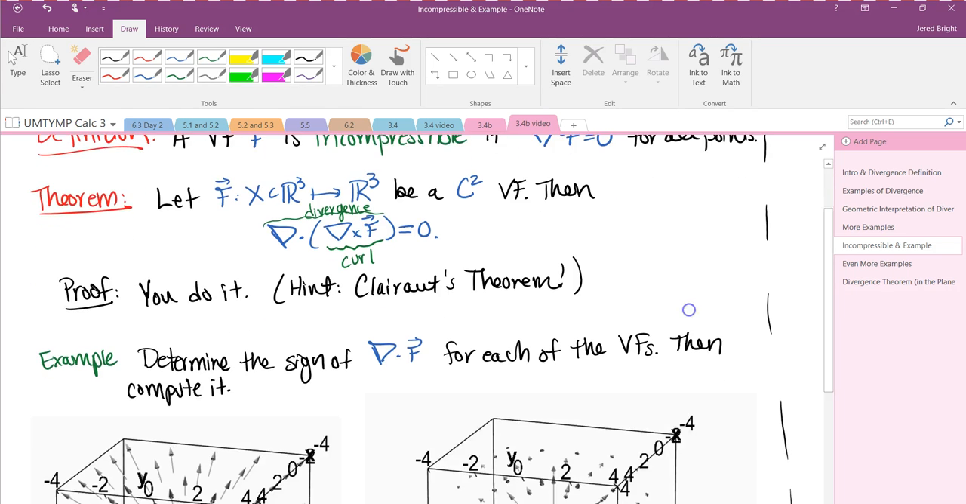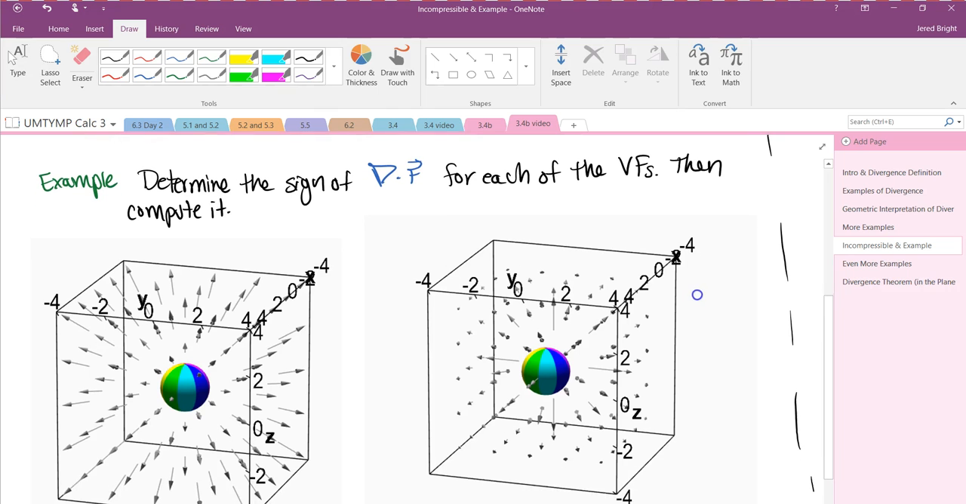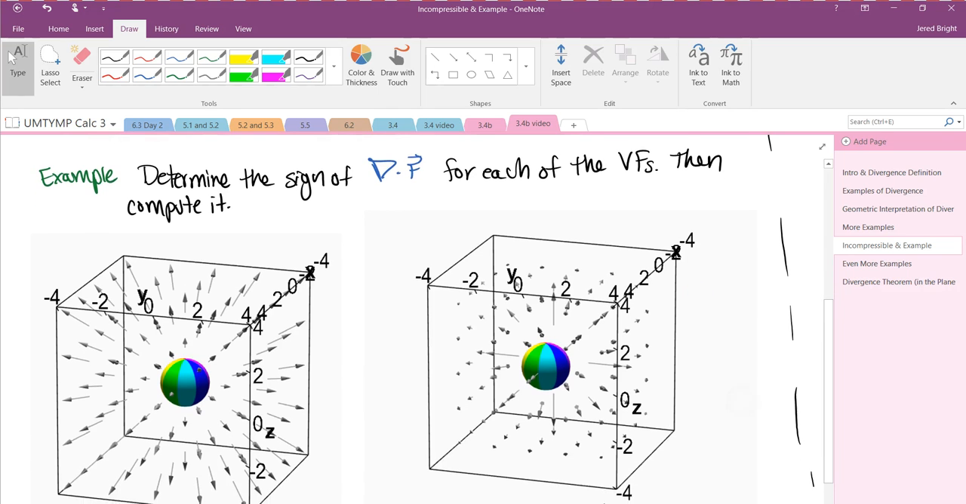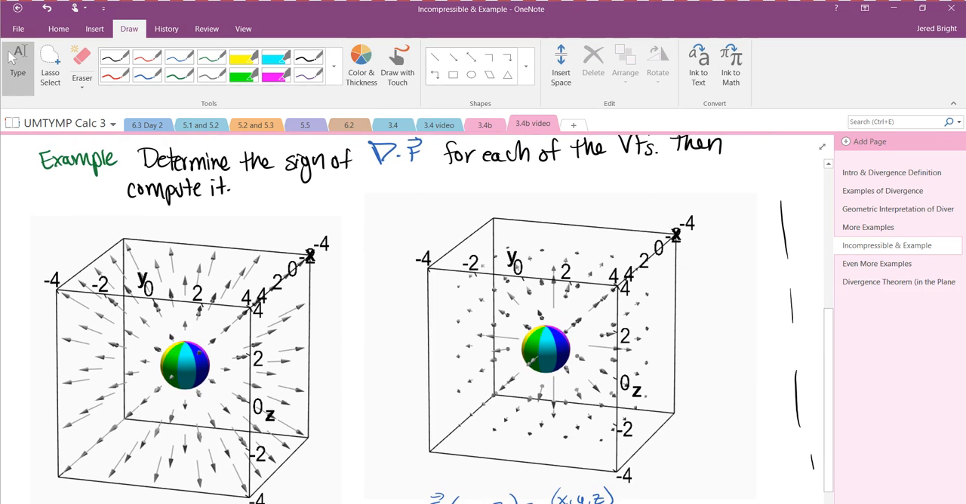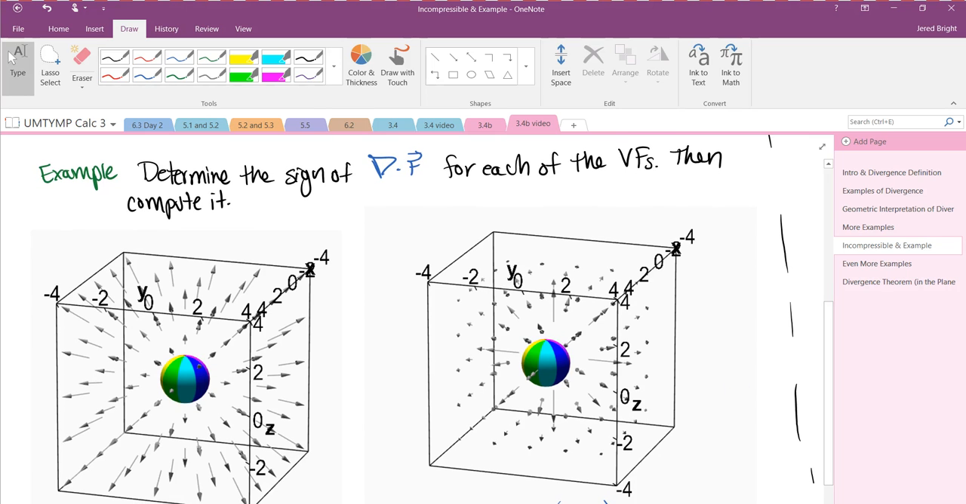Just to wrap this video up, I have two vector fields here in 3 dimensions. I want you to determine the sign of the divergence for each. Pause the video, try it out. I'll resume in just a moment.